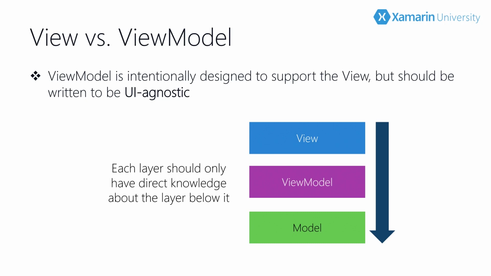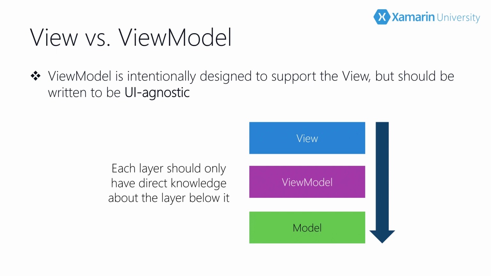Now, one of the most confusing parts about MVVM for beginners to the pattern is what goes where? Well, the view model is intended to help the view do its job, and as such is tied directly to the view and its behavior. However, the view model is not supposed to be visual in nature. It should, in theory, be usable with any view technology.